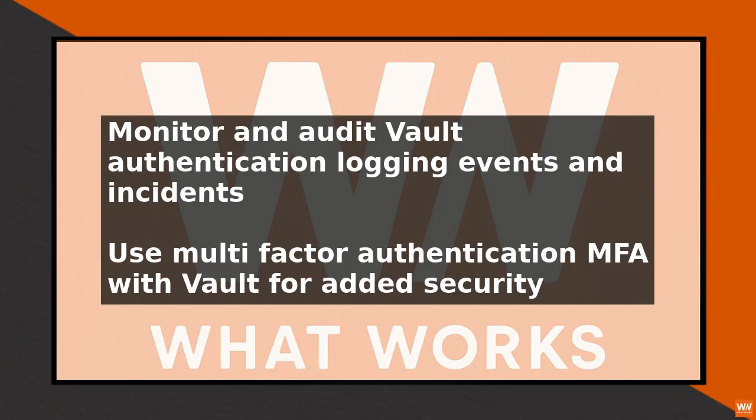In conclusion, best practices for Vault AWS Auth involve configuring the AWS Auth backend securely, using a least privilege approach, managing access with IAM roles, monitoring and auditing Vault authentication, and using multi-factor authentication. By following these best practices, organizations can ensure secure authentication and authorization in their AWS environments using Vault.